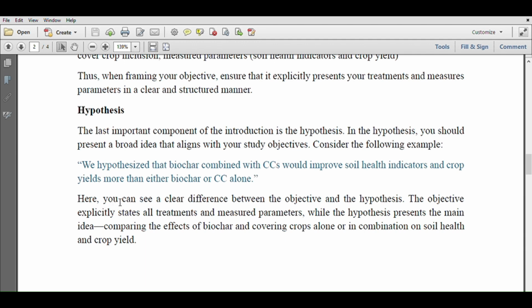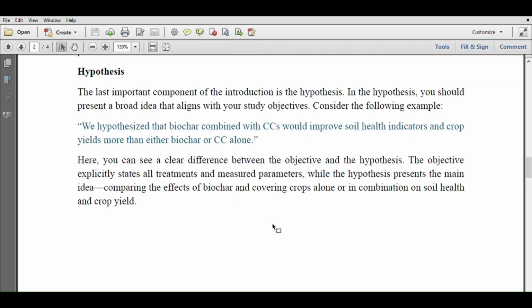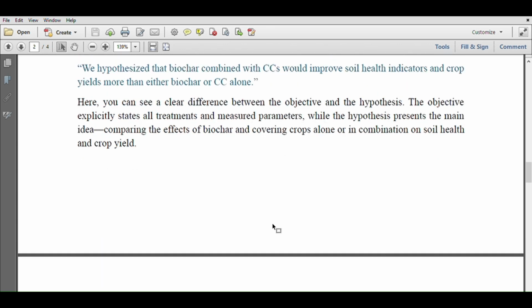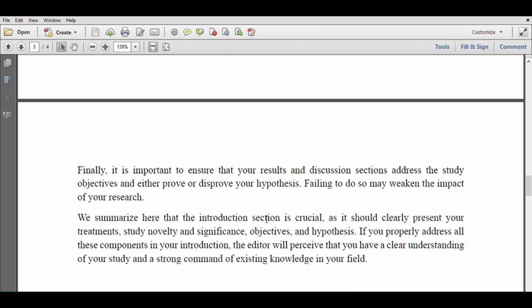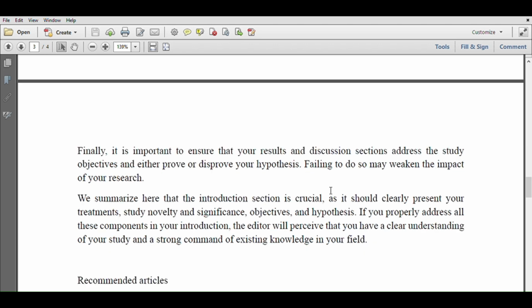Here, you can see a clear difference between the objective and the hypothesis. The objective explicitly states all treatments and measured parameters, while the hypothesis presents the main idea comparing the effects of biochar and cover crops alone or in combination on soil health and crop yield. Finally, it is important to ensure that your results and discussion sections address the study objectives and either prove or disprove your hypothesis. Failing to do so may weaken the impact of your research.